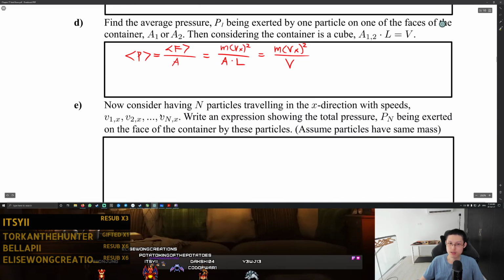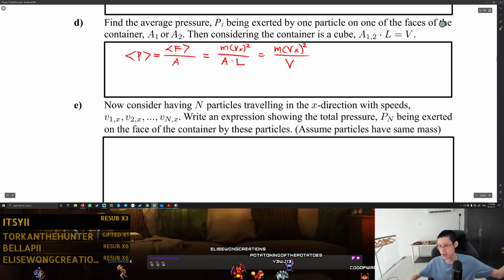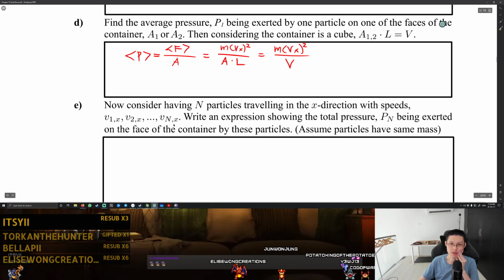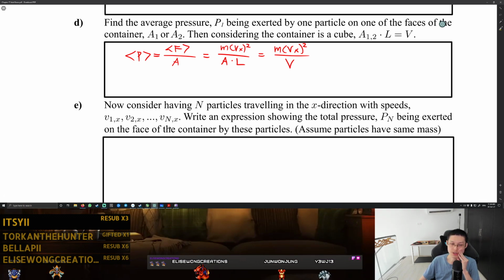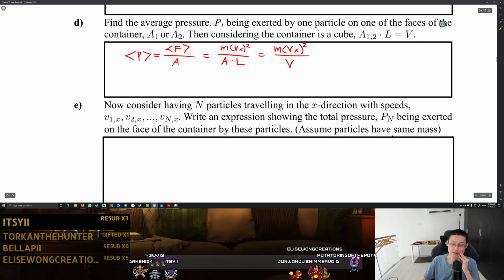Now, part E. Now consider having n particles traveling in the x direction with speeds v1x, v2x, until vnx. So basically you have n particles. They're traveling in the x direction, all traveling horizontally, and each of them has speeds v1x, v2x, and so on, respectively. So each particle has its own associated random speed, but they're all moving with some constant speed. Again, this is one of the assumptions of an ideal gas. They are all moving with some constant random motion. Write an expression showing the total pressure being exerted on the face of the container by these particles. Assume the particles have the same mass.